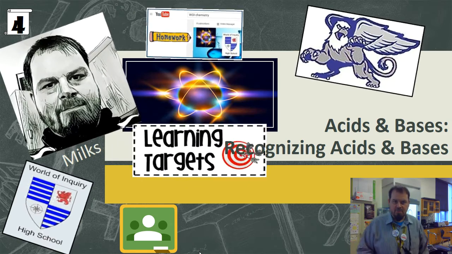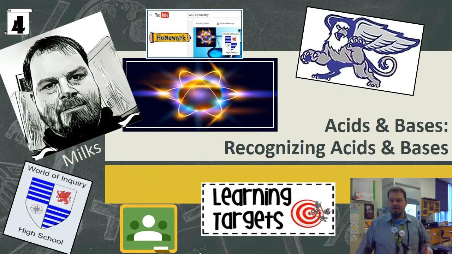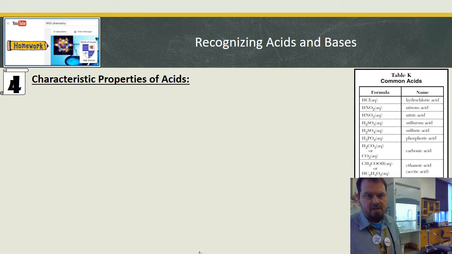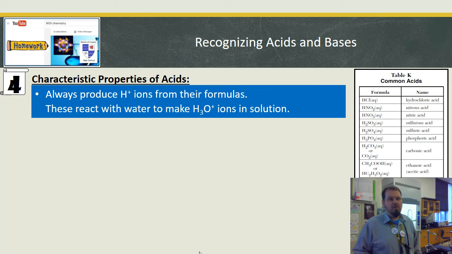My fabulous chemistry minions, video number 4, recognizing acids and bases. Today we're going to get into the properties and the characteristics of what an acid and a base are. Okay, so again, acids always produce H positive ions from their formulas.